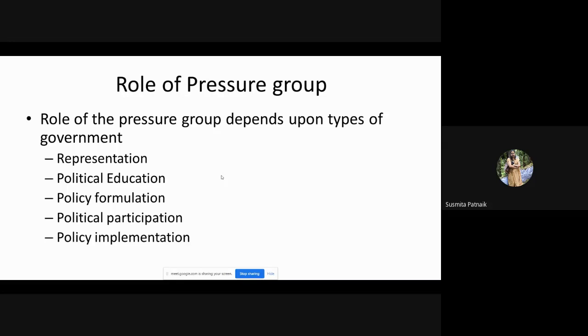Then political education. What does political education mean? It promotes the citizens for discussions, for arguments, for debates in a democracy. Take for example, Modi has a certain policy in the external sphere, that is in the China area, in the foreign policy. So as active citizens of India, we should have debatable issues.